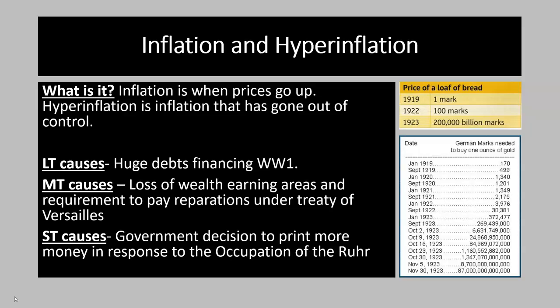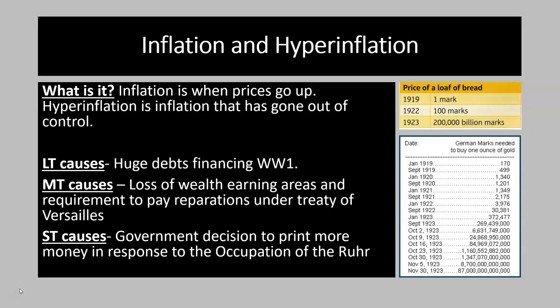Initially, printing extra money did make it easier for the government to pay reparations, but it also made inflation even worse. It became a vicious cycle. The more prices rose, the more money was printed, and then this in turn made prices rise again. By 1923, prices had reached spectacular heights, and this extreme inflation is known as hyperinflation.